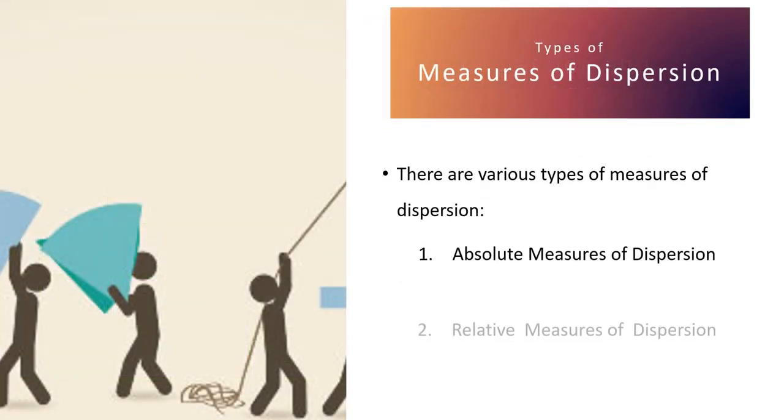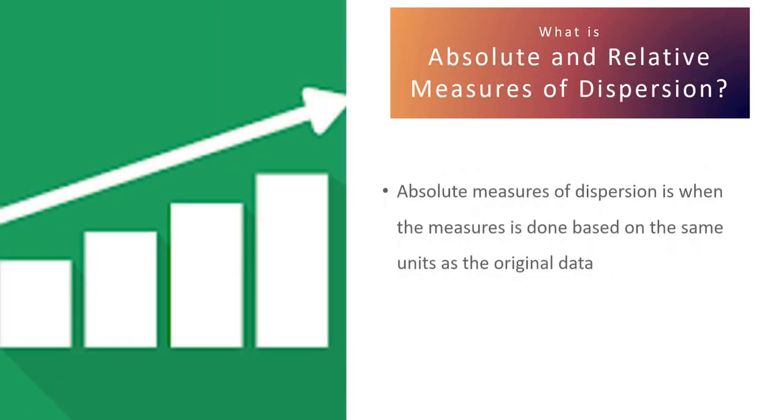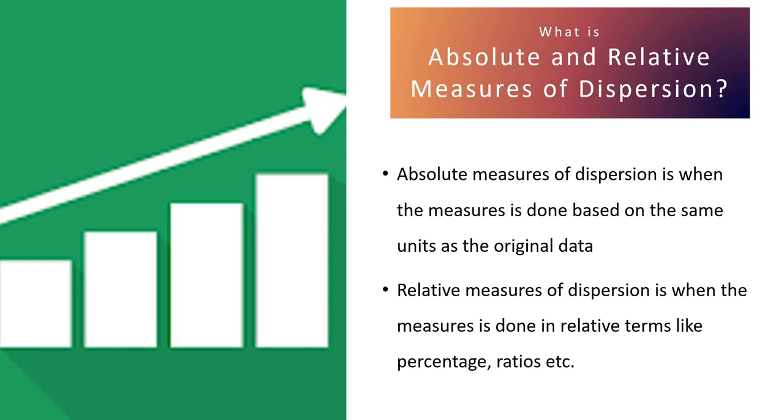There are two major categories of dispersion. One is absolute measure of dispersion and another one is relative measure of dispersion. Now let's discuss one by one. In absolute measures of dispersion, it is being used to measure the dispersion in absolute terms, that is the units of the original data. Whereas the relative measure of dispersion is expressed in relative terms.